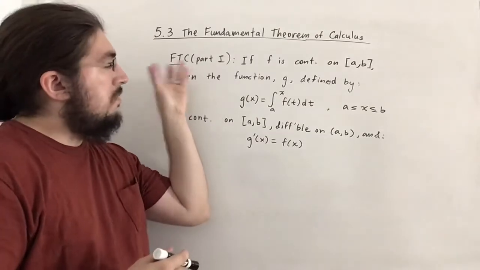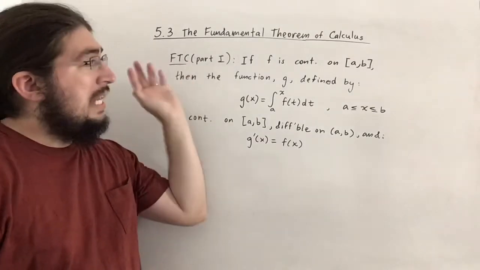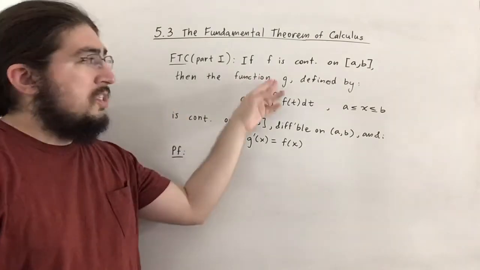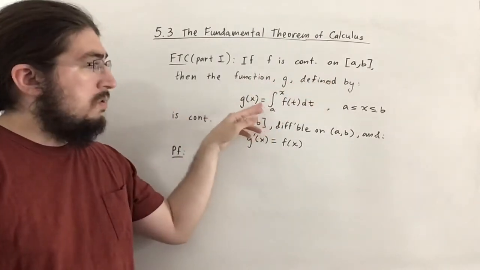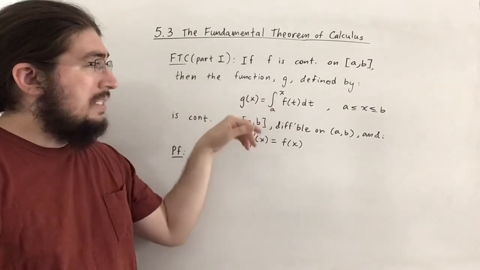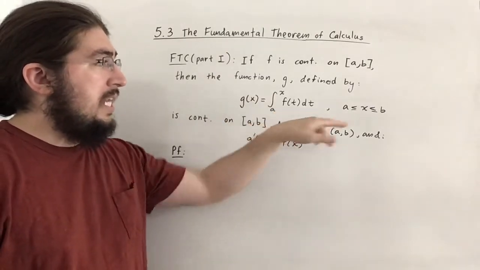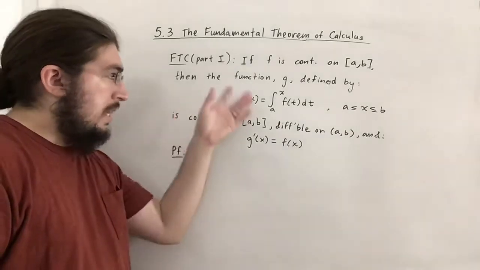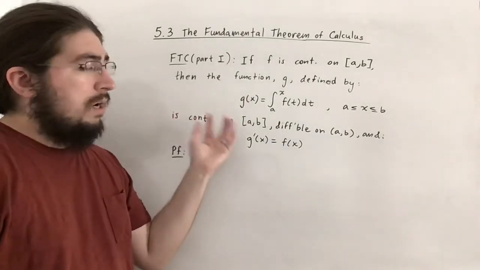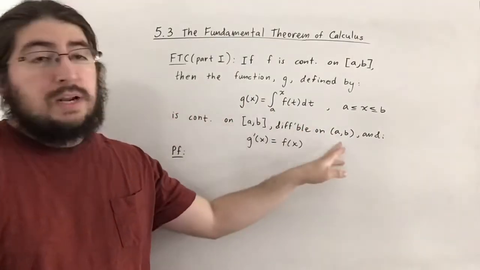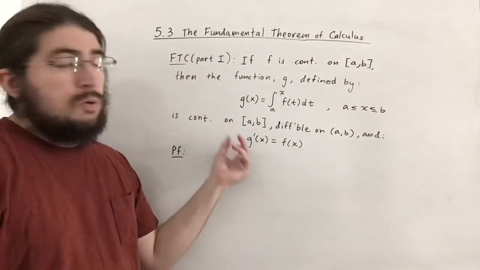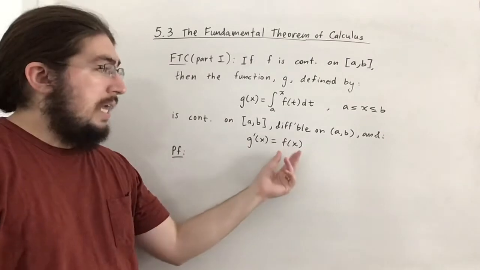So let's see. The first part of the fundamental theorem of calculus says, if f is a continuous function on the closed interval a to b, then the function g, defined by g of x equals the integral from a to x of f of t dt, where x is in between a and b inclusive, must be continuous on the closed interval a to b, differentiable on the open interval a to b, and the derivative of g is f.